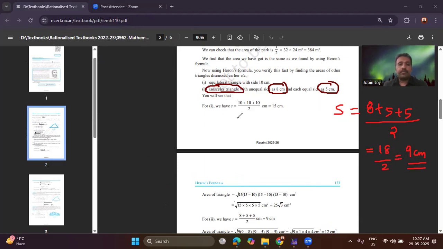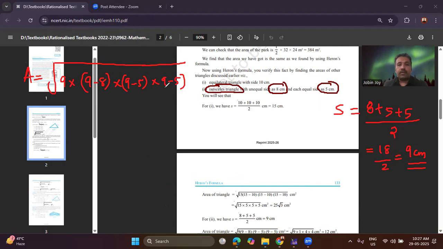That is the semi-perimeter. Then how will you calculate the area of this isosceles triangle? Area will be equal to square root of S, which is 9, into S minus A, 9 minus 8, into 9 minus 5 into 9 minus 5. So this will be square root of 9 into, what is 9 minus 8? 1, into 9 minus 5, 4, into 9 minus 5, 4. So 9 into 1 into 4 into 4, that is equal to square root of 144, which will be equal to 12.